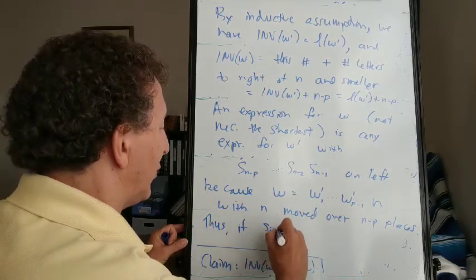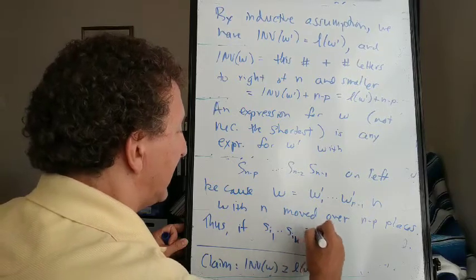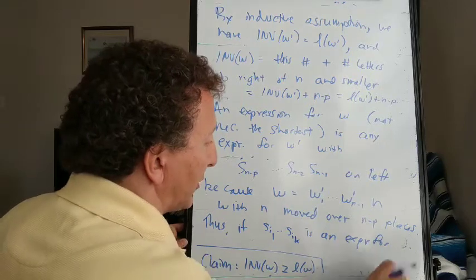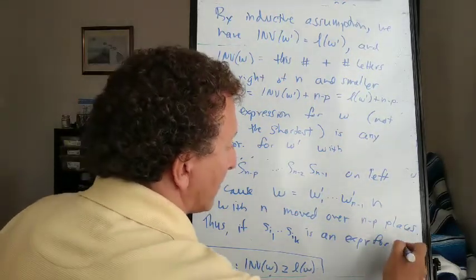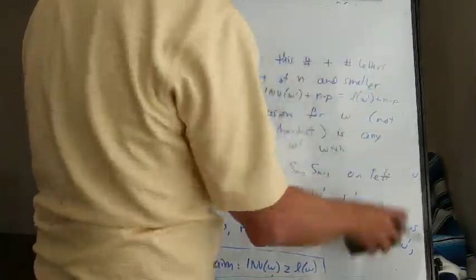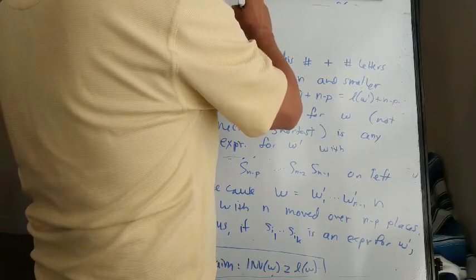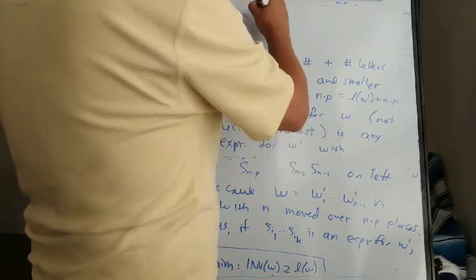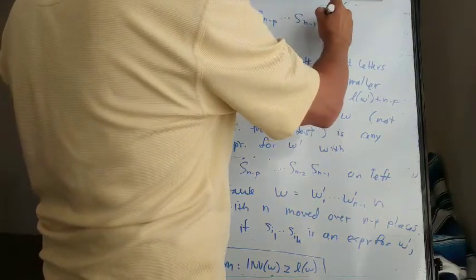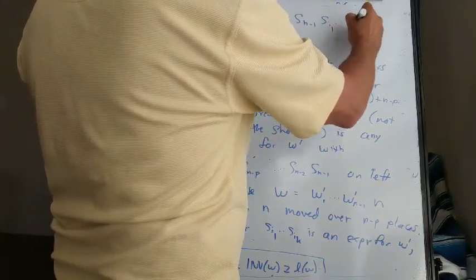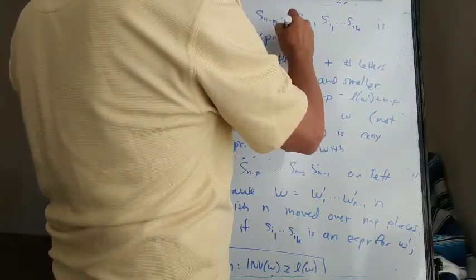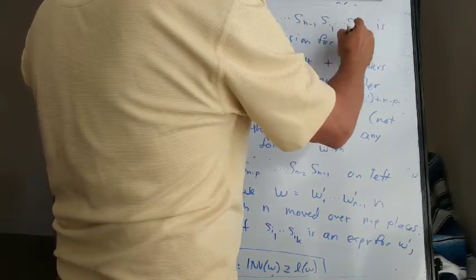So if s i1 through s ik is an expression for W prime, then little s n minus p up to little s n minus 1, s i1 through s ik is an expression for W.